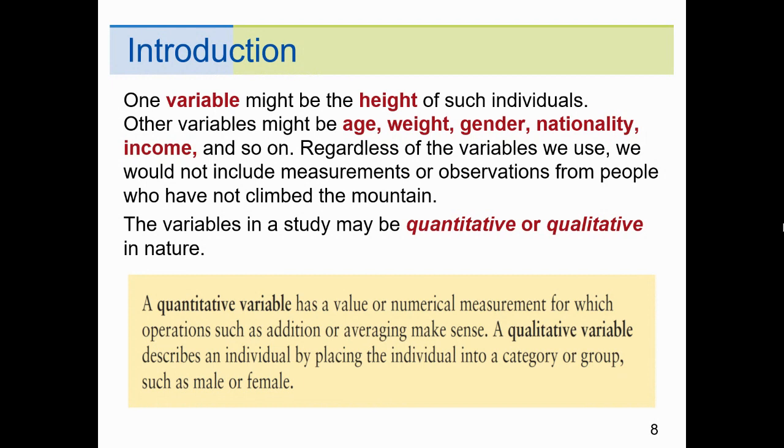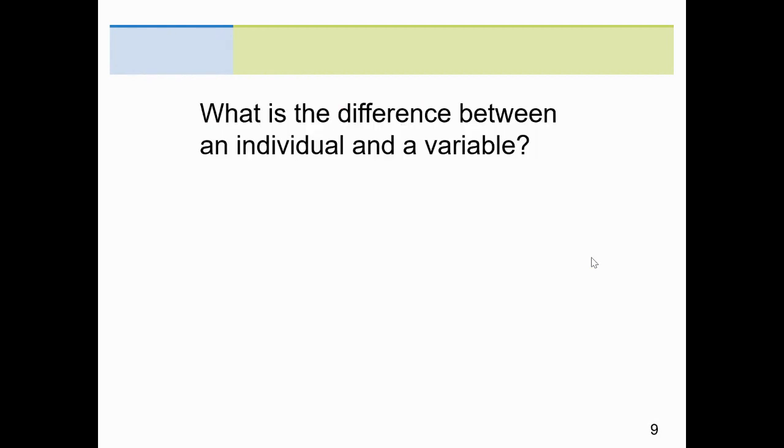Quantitative has a value or a numerical measurement for which operations such as addition and averaging and the like make sense. Qualitative, however, describes an individual by placing that individual into a category or group, such as male or female. Maybe the person is from the United States, maybe they're from China or Russia or whoever. Quantitative numbers, qualitative non-numerical. Here again, you won't be asked per se for a definition, but I'll give you a problem and I'll say, hey, is this information, this data, qualitative or quantitative?